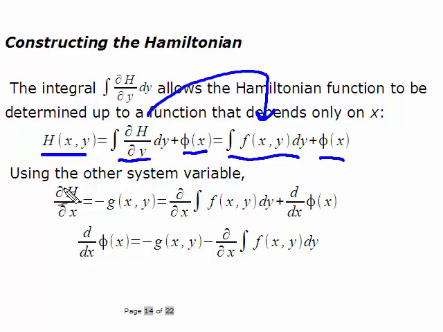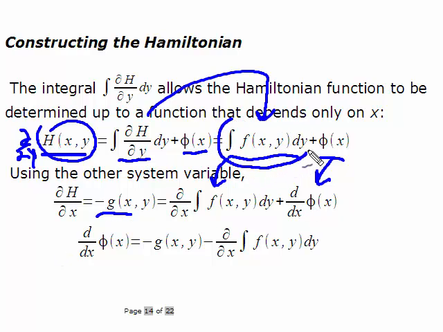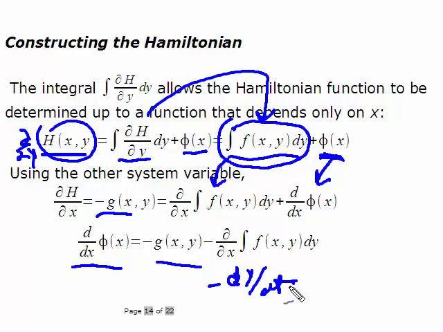Now, we know that the partial of H with respect to x is minus g. So this is the Hamiltonian. I'm going to take its partial with respect to x. So I'll have the partial with respect to x of the integral of this function f, and a partial of this extra function phi. So I rearrange this, because I'm looking for phi now. I can do this integral, hopefully, but now I need to have a form for this phi of x. So the derivative of phi with respect to x is minus g, which is the negative of dy by dt from this system, minus the partial with respect to x of this integral of f.